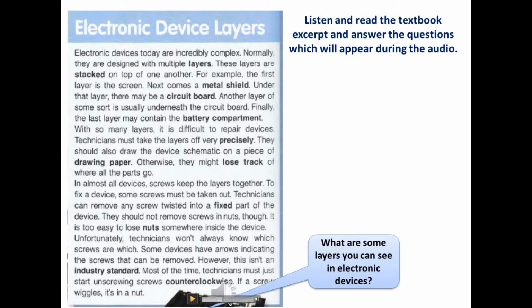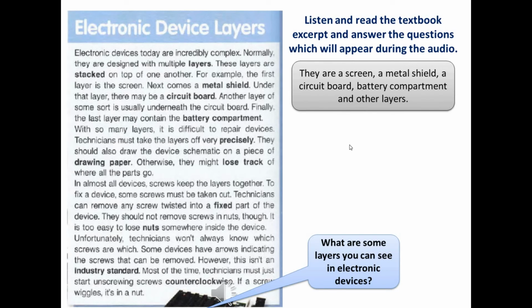The first question. What are some layers you can see in electronic devices? Right. There is a screen, a metal shield, a circuit board, battery compartment, and other layers.